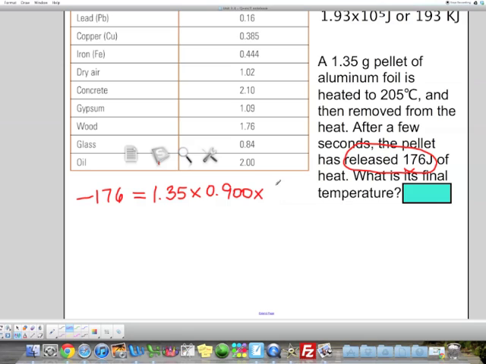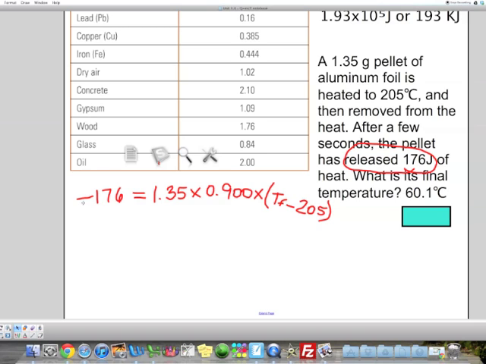The temperature starts at 205, but we're looking for the final temperature, so I don't know what my final is, but I know that my initial is 205. And there you go, I would solve for TF. So here, my final temperature would be 60.1 degrees Celsius.